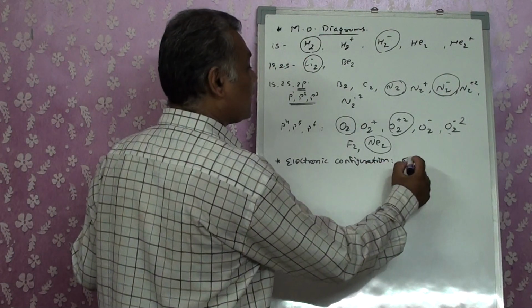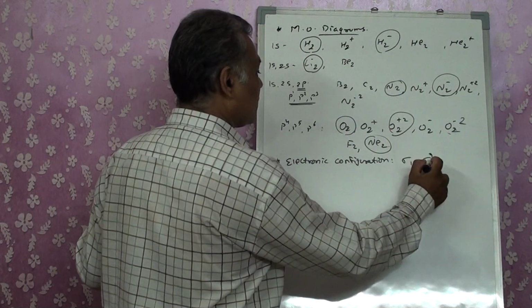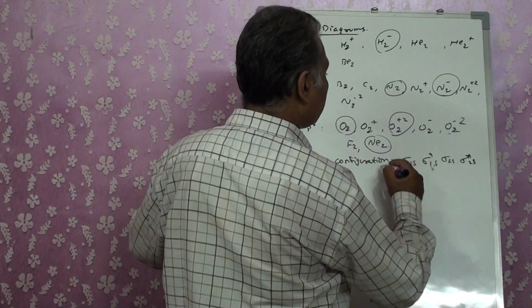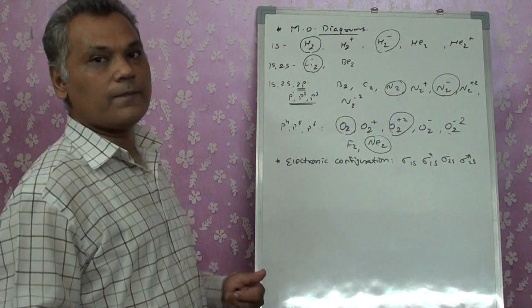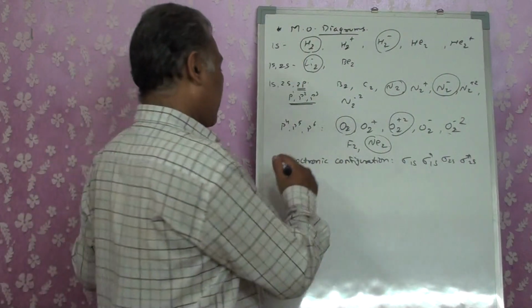That we will be writing it as sigma 1s, sigma star 1s, sigma 2s, sigma star 2s, right? That is an energy sequence that we wrote. That will help me, or even we will understand it with the help of a diagram.